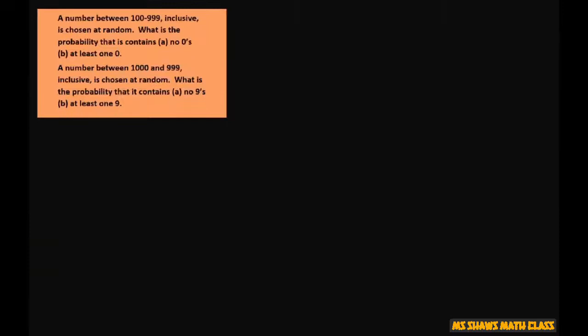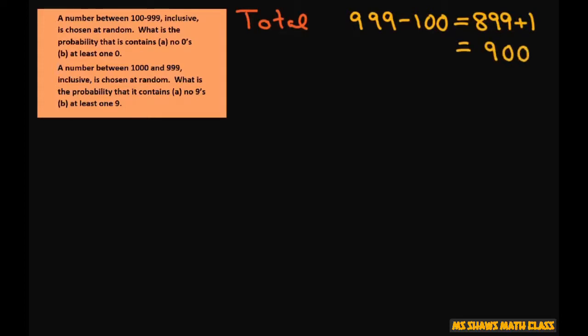So the first thing we need to do is find our total. You're going to just subtract, and you get 899, but you always have to add 1. So there's a total of 900. That means you're counting the first number. So your total is 900.